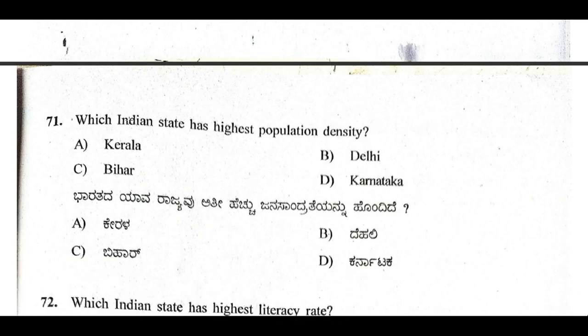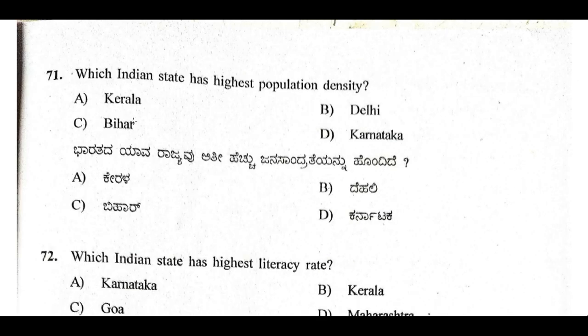Question number 71. Which Indian state has the highest population density? Option A, Kerala. Option B, Delhi. Option C, Bihar. Option D, Karnataka. So according to census 2011, Bihar remains India's most densely inhabited state, whereas Delhi is a densely populated union territory, not a state. So as per the census 2011 density of population, Bihar is the highest population density state, option C.